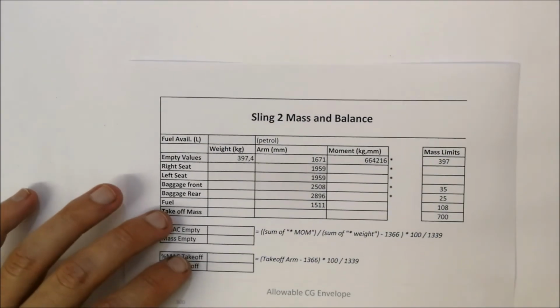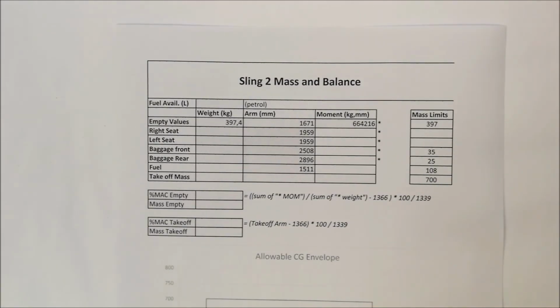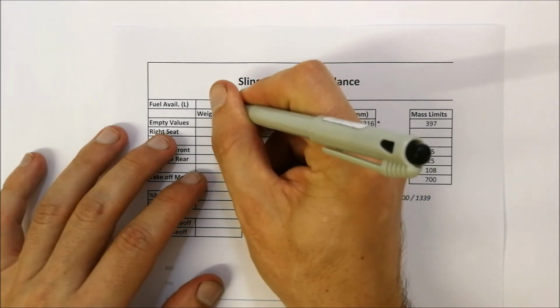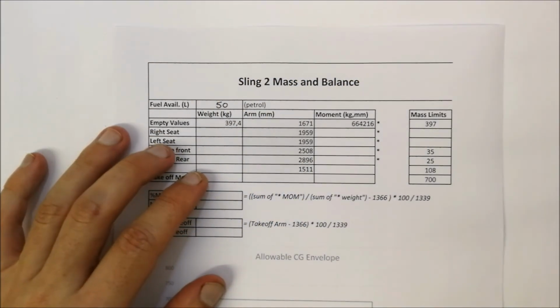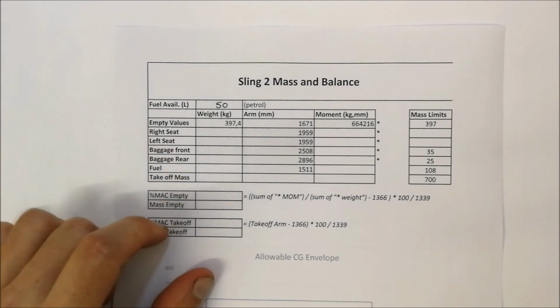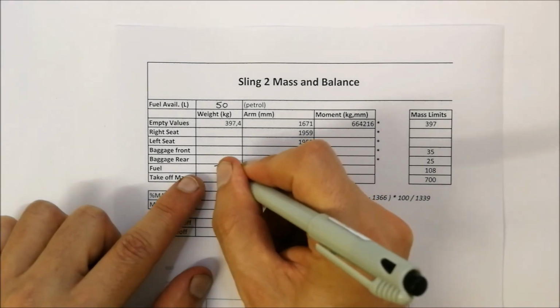Okay, so here we've got a clear mass and balance sheet, and we're going to complete it. So in this specific example, we're going to assume that we've got 50 liters of fuel. So we'll place 50 over there. And 50 multiplied by 0.72 is going to give us the mass of the fuel, which will be then equal to 36.